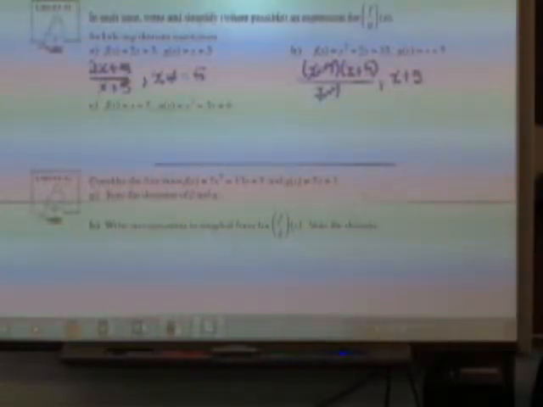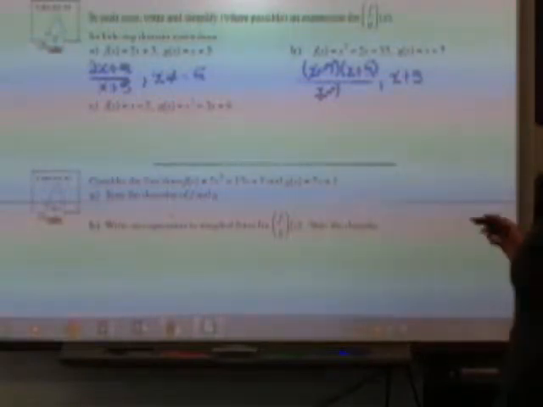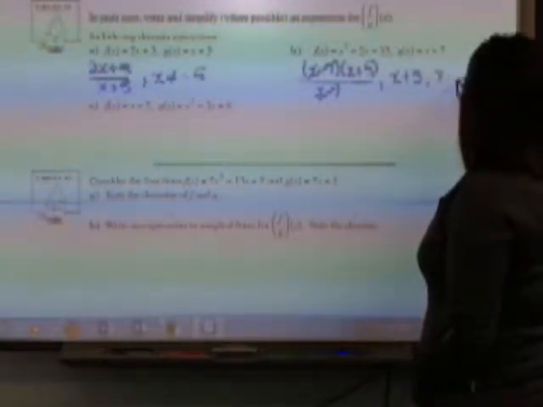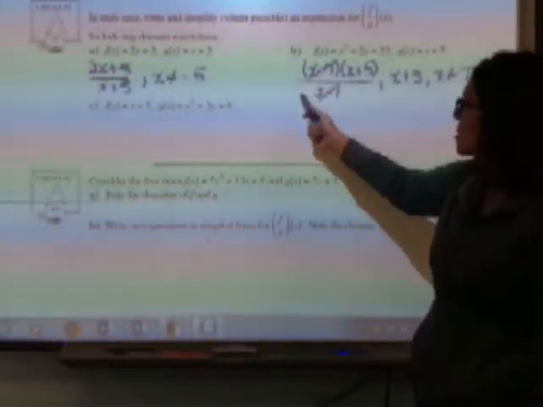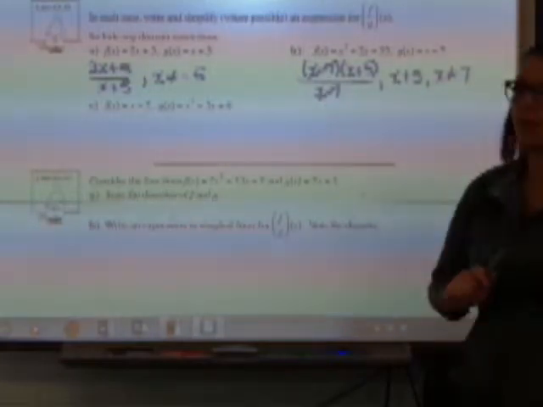Do I have a domain restriction? Do I have a value that x can't equal? X can't equal 7, because if it equals 7 in the original question, I'm going to get divided by 0.